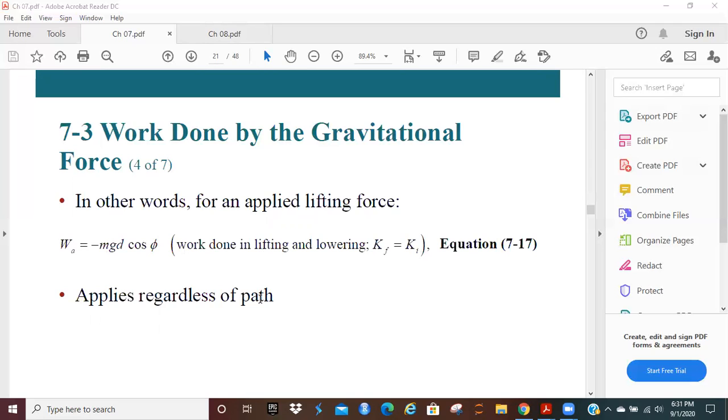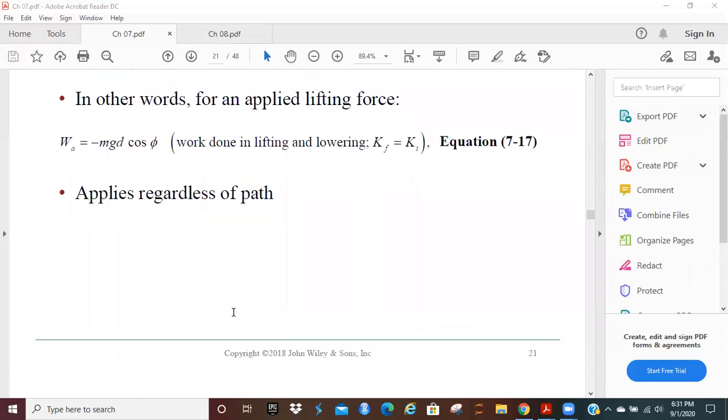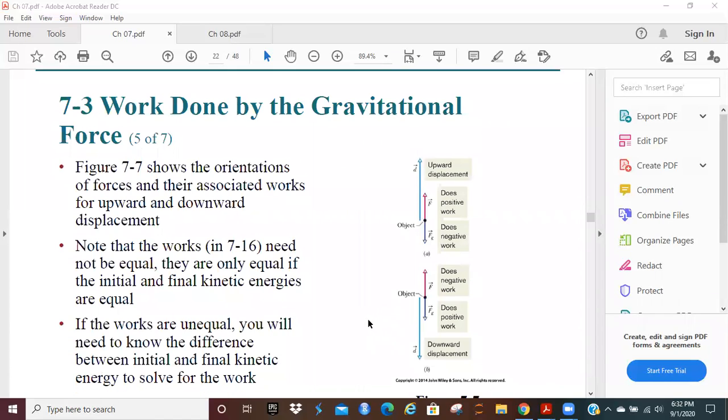And this applies regardless of the path. It doesn't matter how you get there. It's that distance in that direction. That's what matters. So let's take a look here. In this figure, we're going to show the orientation of forces and their associated works for upward and downward displacement.